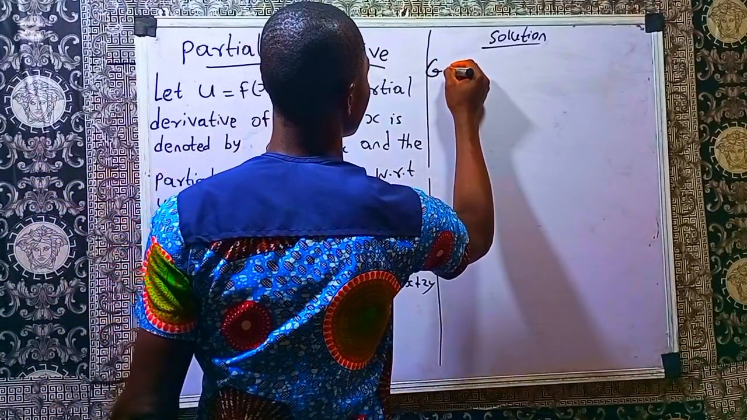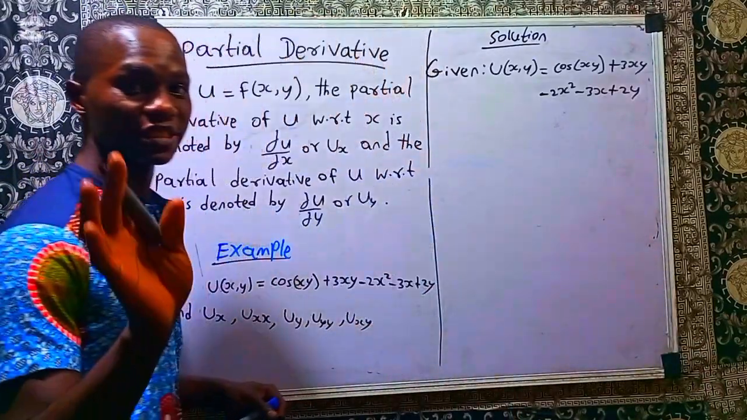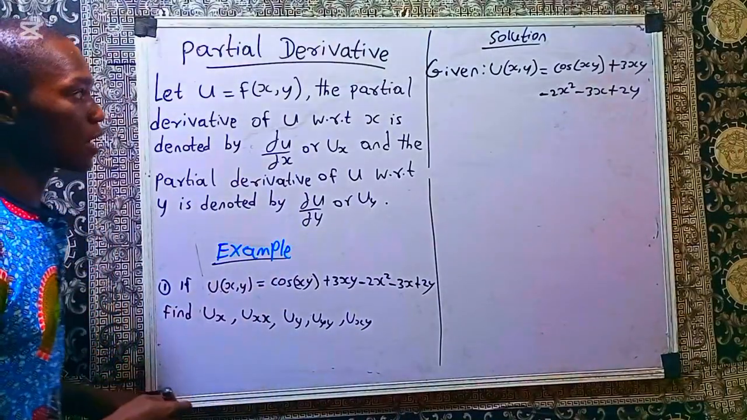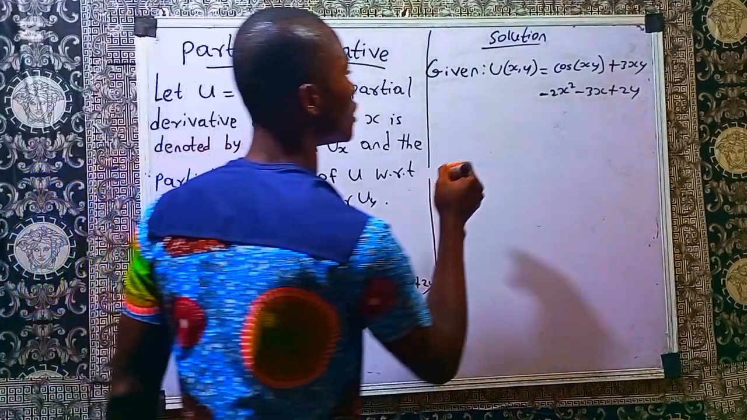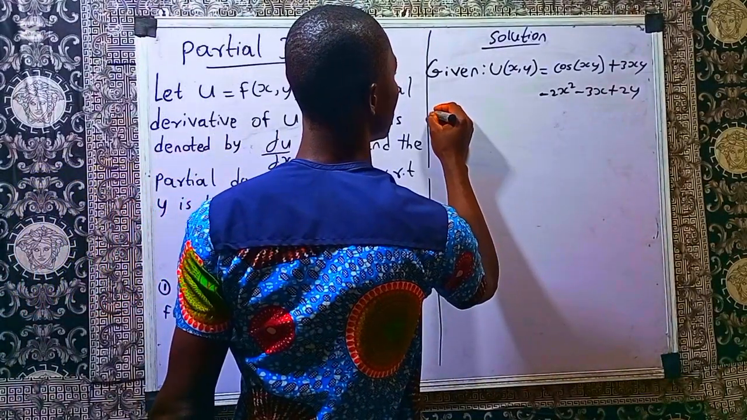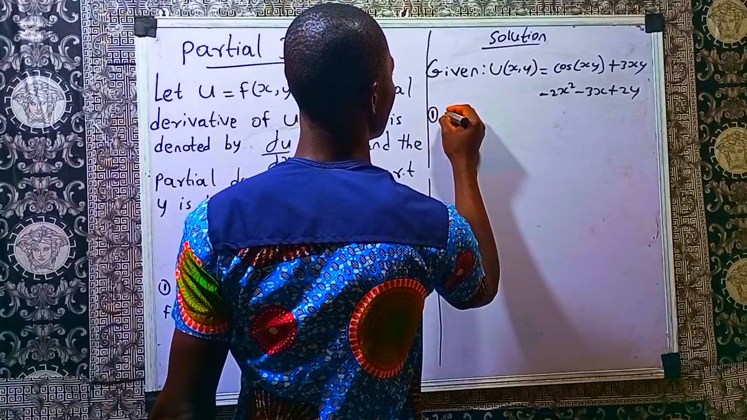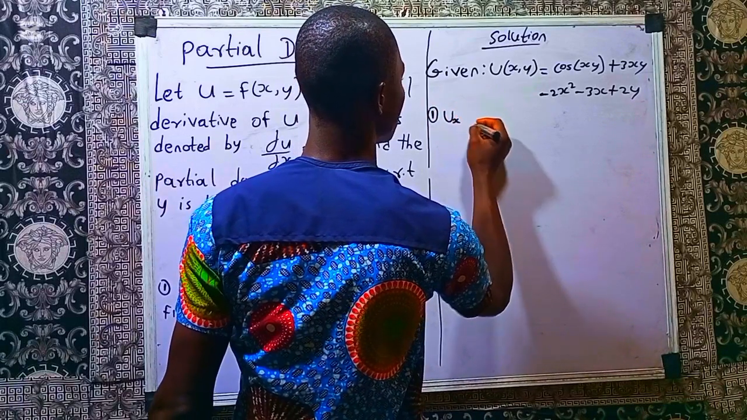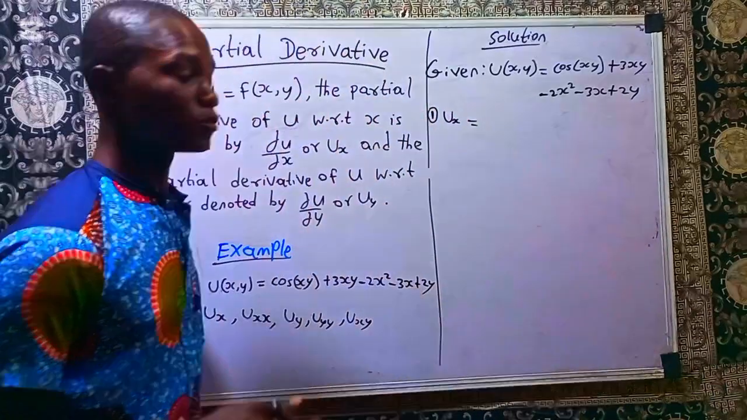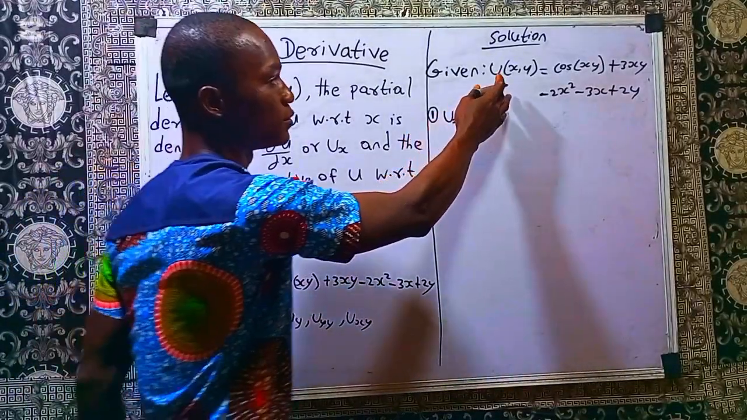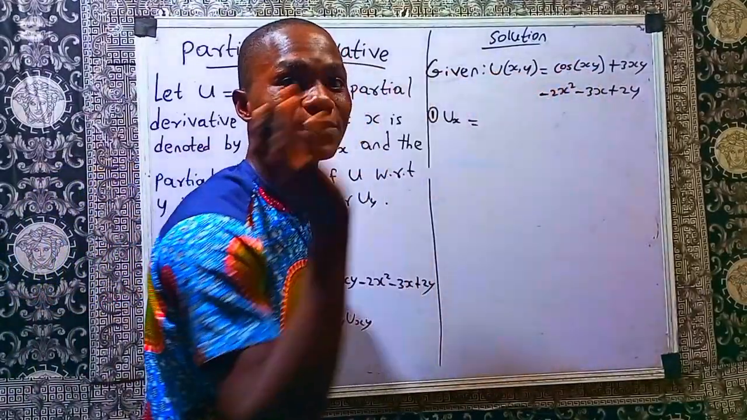So let's look at the solution to this problem. Let's write down what is given to us. So I've written down what is given to us, our u of x comma y. The first part is u subscript x, that's differentiate u with respect to x.